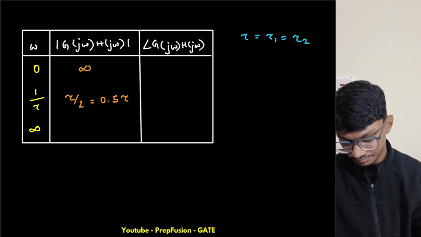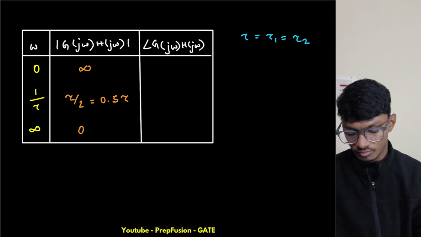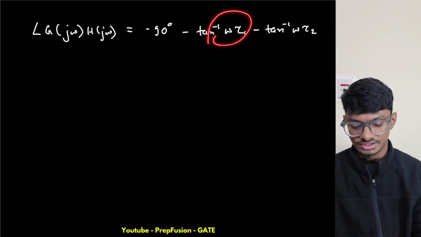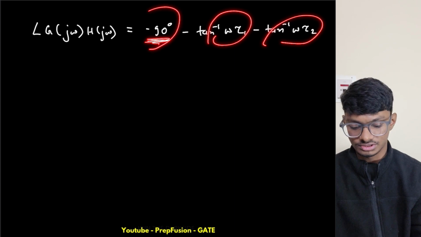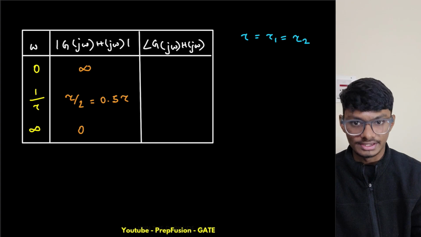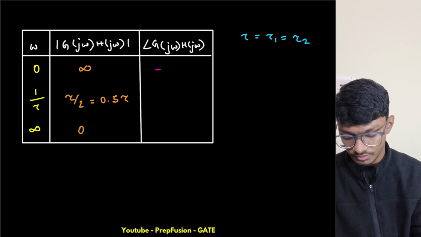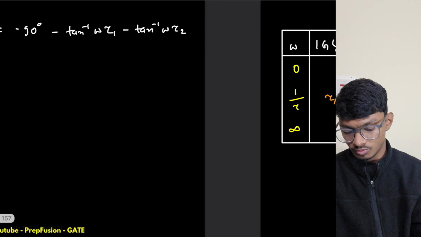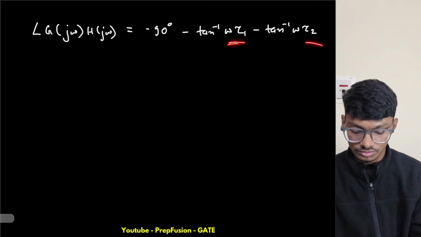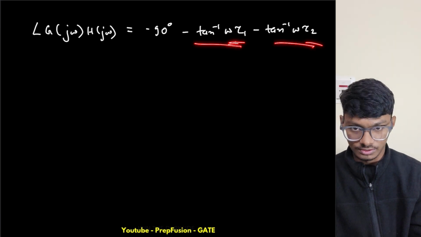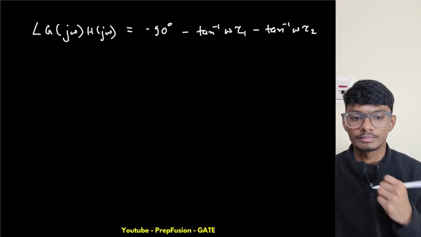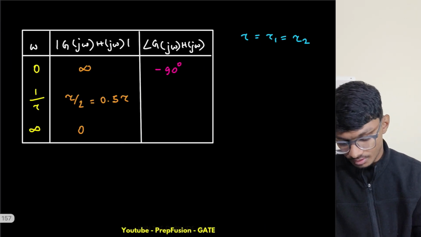Now what about my angle? If I put omega equals 0 here, this vanishes and we're left with only this one, which is minus 90. So my initial angle is minus 90. It will start off from the imaginary axis, I will show you so you will understand. Then at omega equals to 1 by tau, these are equal, so this is tan inverse 1, which is 45, which is 90 in total, and we are doing minus 90. So minus 90 gives minus 180 basically.